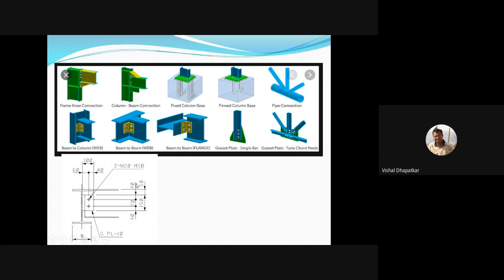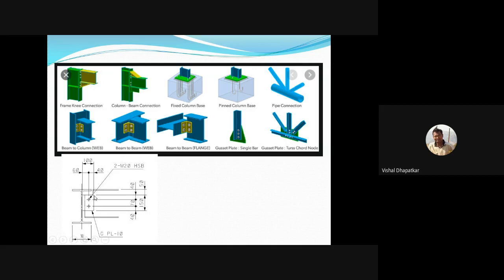So this is a typical shear connection detail. Here you can see this is a gusset plate, minimum 10 thick provided. Two bolts are provided at a spacing of 70. Edge distance is provided 40 mm, and the first bolt location or the top of plate from the top of flange of the beam is 50 mm. So this is a typical shear connection.